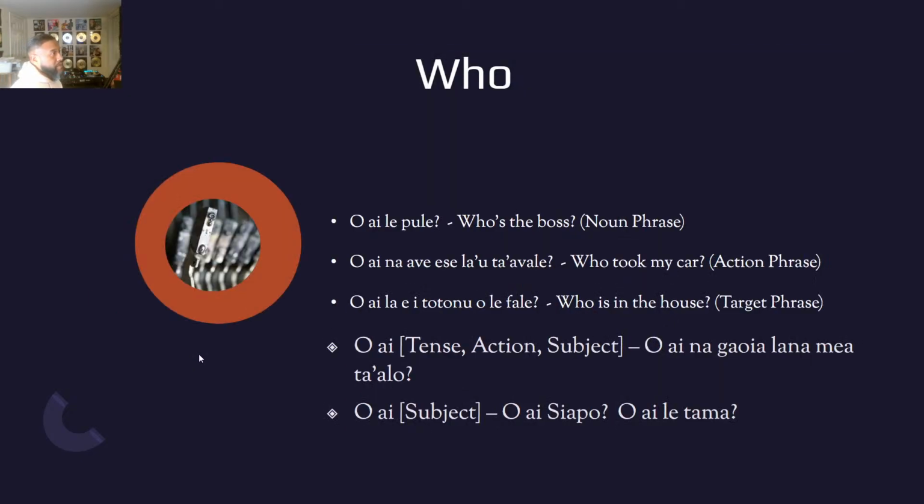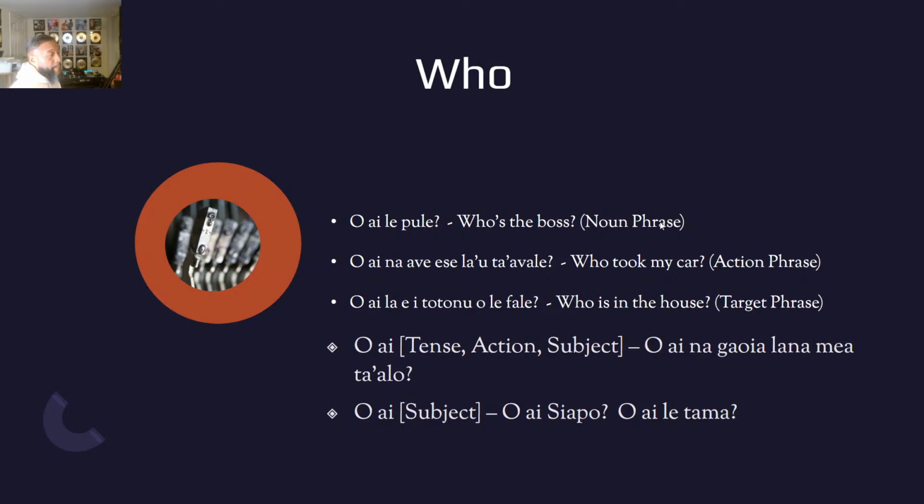All right, let me see what slides we got next. Okay, so if you just wanted to go ahead and start practicing with questions, this says who's the boss. If you know the word pule, pule is going to mean boss or ruler or something like that. O le pule just means the boss, like we're identifying the boss. But if you want to say who's the boss, all you got to do is throw the oai in front of the le pule. So now we say oai le pule. Who is the boss?